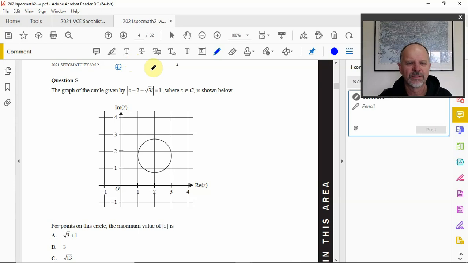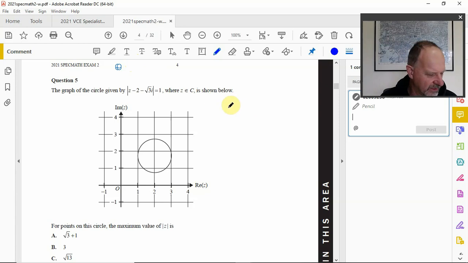Okay, so back to the 2021 Specialist Exam 2, the multiple choice. Here we are at question 5. The graph of the circle given by the magnitude of z minus 2 minus root 3i equals 1 is shown. For points on this circle, the maximum value of the magnitude of z.